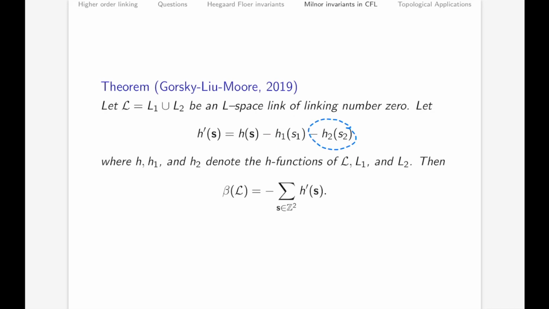If you have more link components, then h prime will be an alternating sum taken over the sublinks of the link. But here we just have a two-component link. And so that's how you find the Sato-Levine invariant.